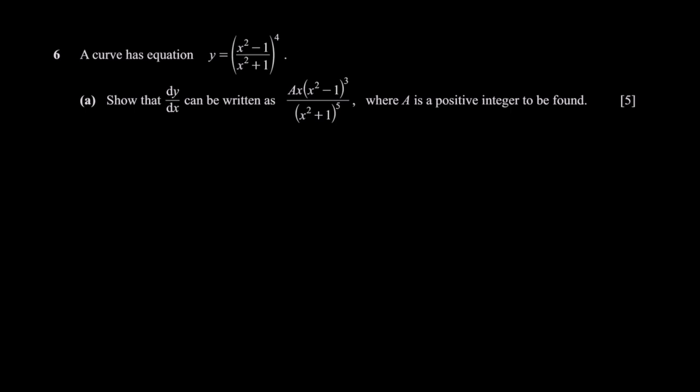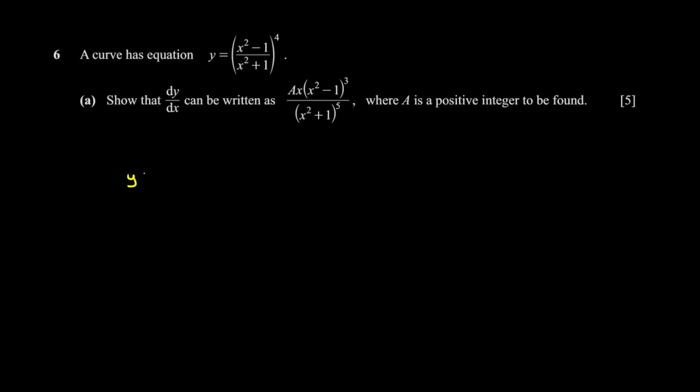You could think of it as a chain rule, where you've got kind of this big fraction function inside of the function of x to the power of 4. Or what you could do is split it up straight away, right? This is x squared minus 1 to the power of 4 over x squared plus 1 to the power of 4 and do a quotient rule. And I think probably on balance, that's what I would prefer to do. So that's what I'm going to do here.